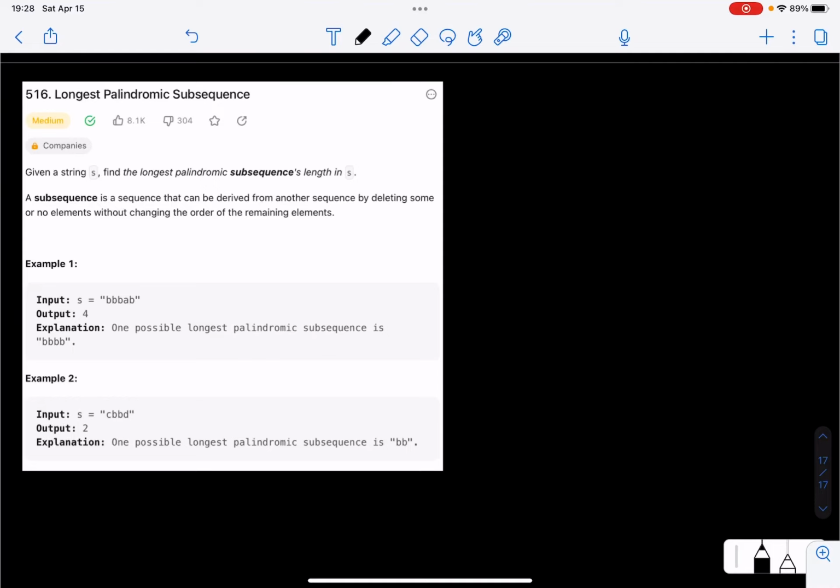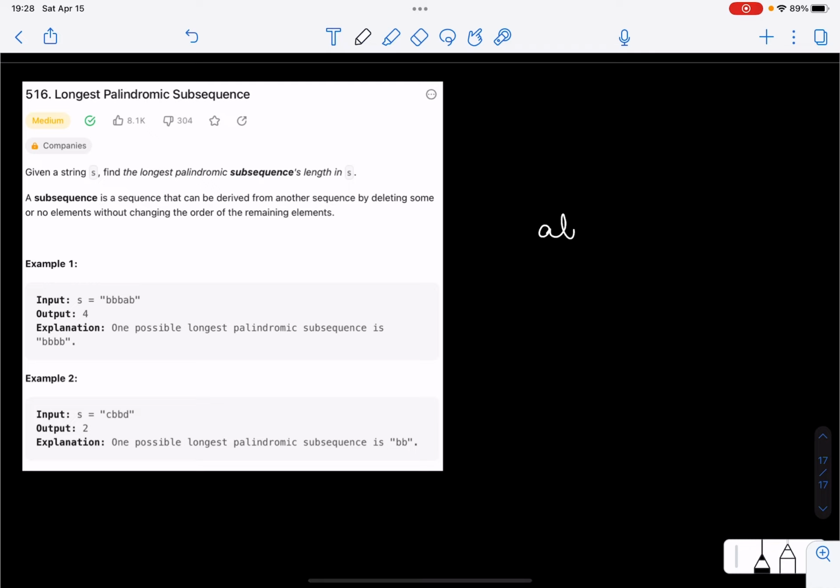Today, we are going to look at the question longest palindromic subsequence. So, we are given a string and we have to find the length of the longest palindromic subsequence in the given string. So, first, let's see what's a subsequence.